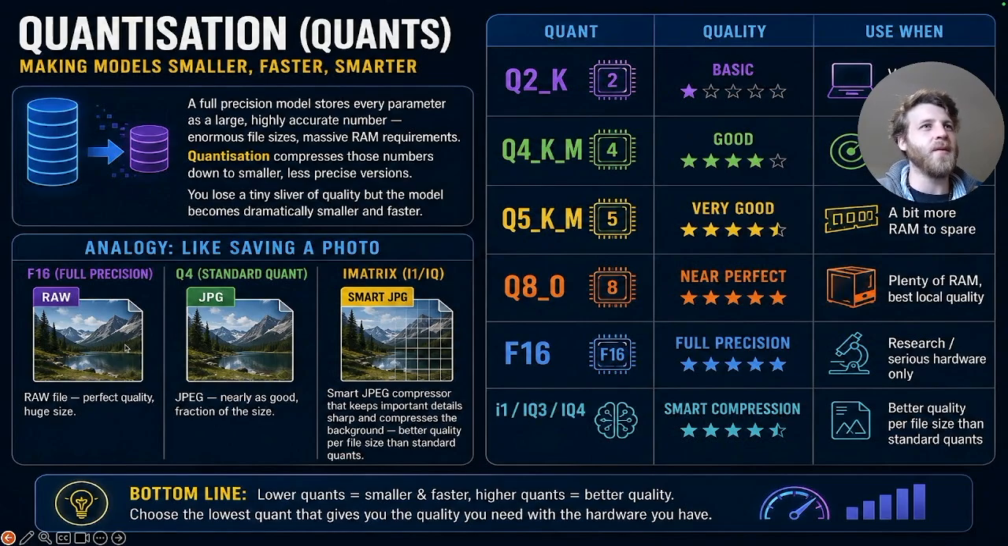And if we think about it, we have our F16 full precision. That's like a raw image that's been taken. We have our JPEG, which is being compressed down to support file memory when saving it to a computer or transferring it or sending it as an email. So it's nearly as good as the original, but it's just a fraction of the size. And then an iMatrix can be thought about like a smart JPEG.